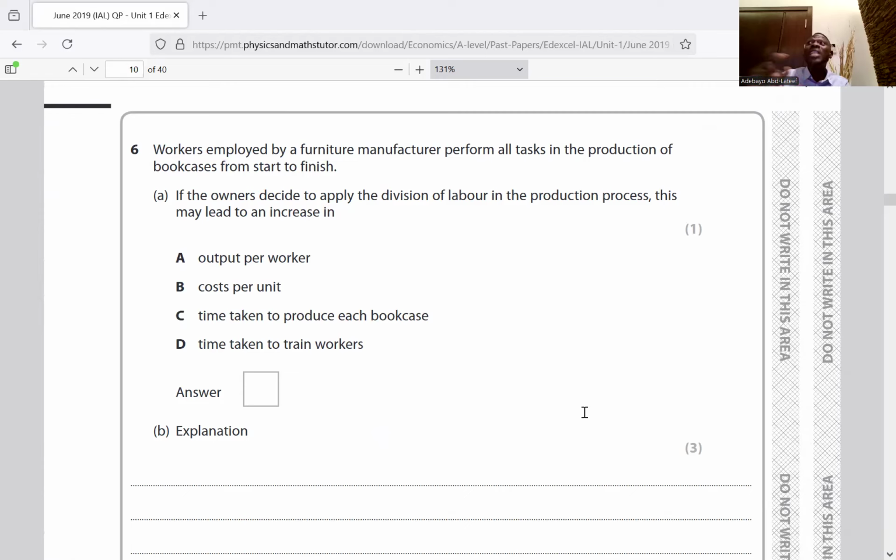Division of labor would lead to specialization. And what is specialization? The concentration of an individual or firm in one aspect of production. With specialization or division of labor, it simply means I will continue to do certain aspects which I get better in, and that becomes my specialty. So I will continue to do what I know how to do best. Because of that, it would save me time and increase my output. So division of labor will bring about an increase in productivity, an increase in output per worker. So the answer is A.